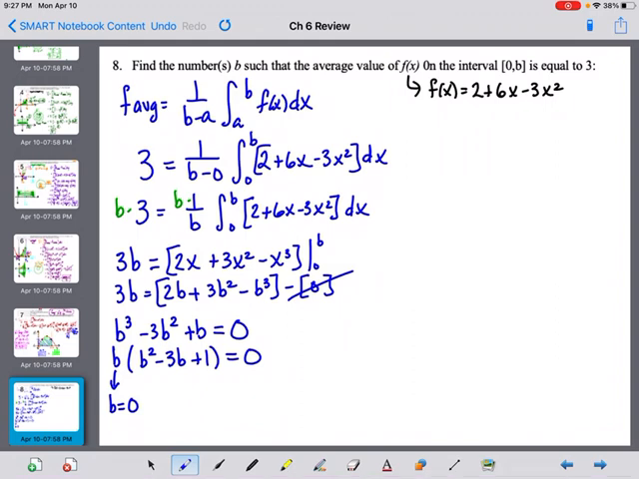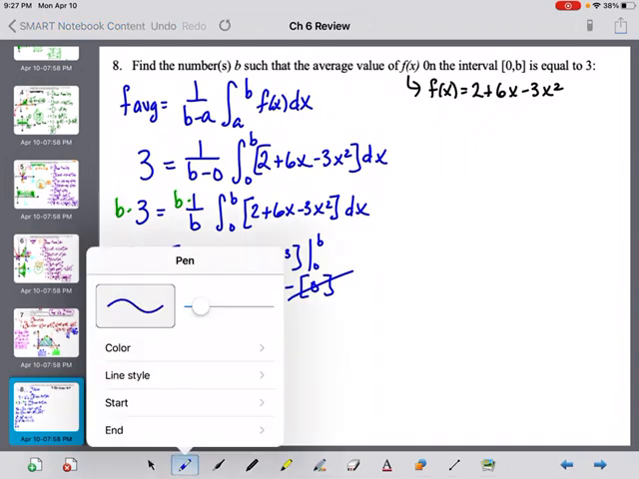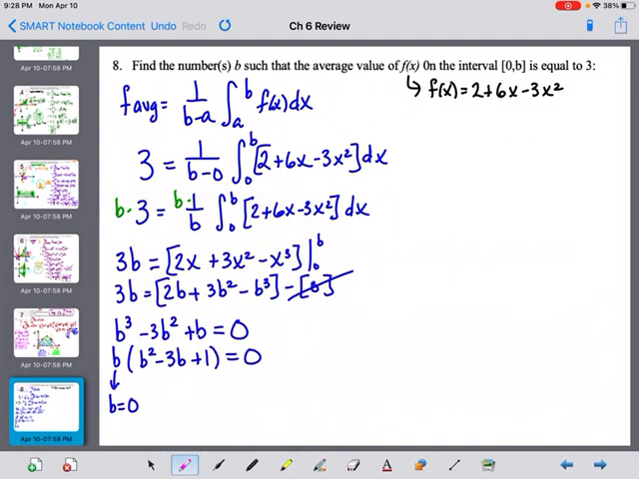But this answer doesn't make any sense, because we're trying to find b, and b is the endpoint of the interval from 0 to b. So b equals 0 doesn't really make sense, because then this would just be an interval from 0 to 0. So let's write that down. This doesn't make sense because the interval would be 0 to 0.